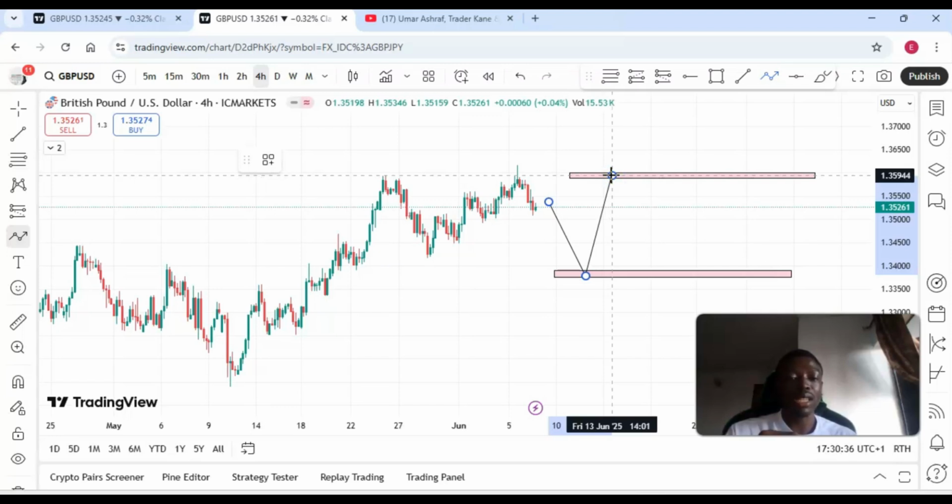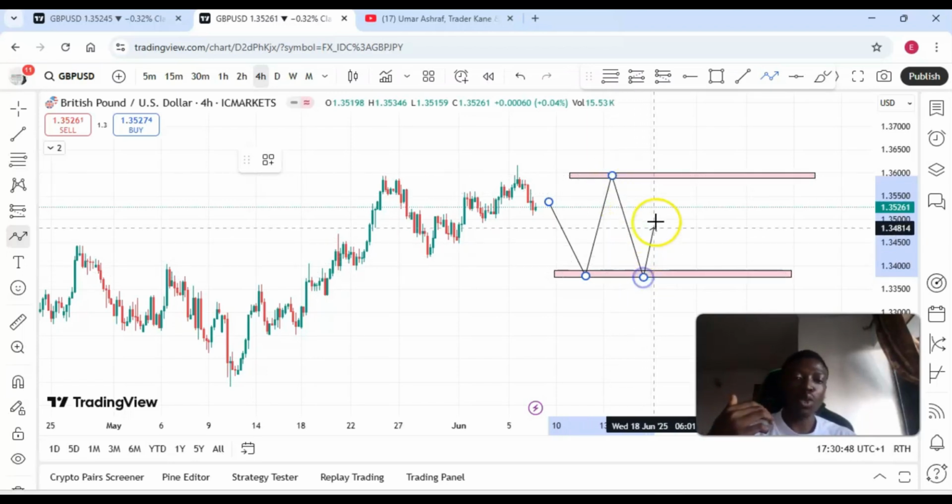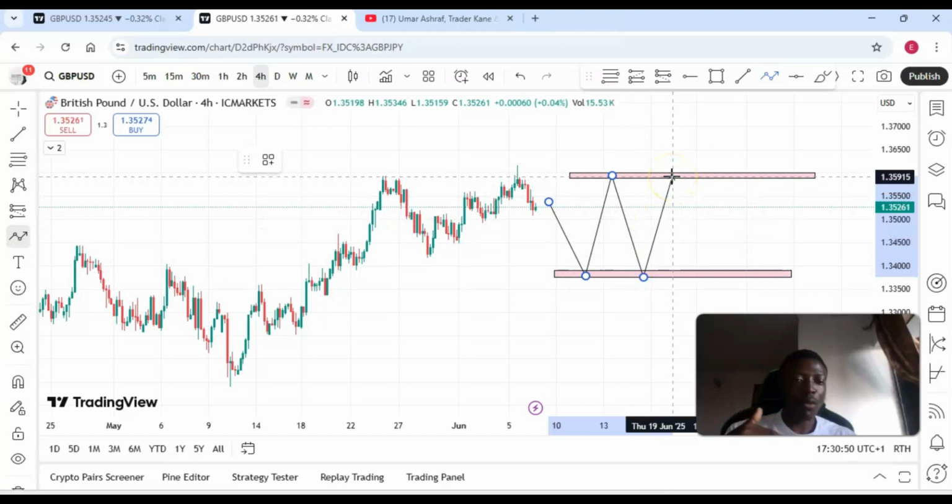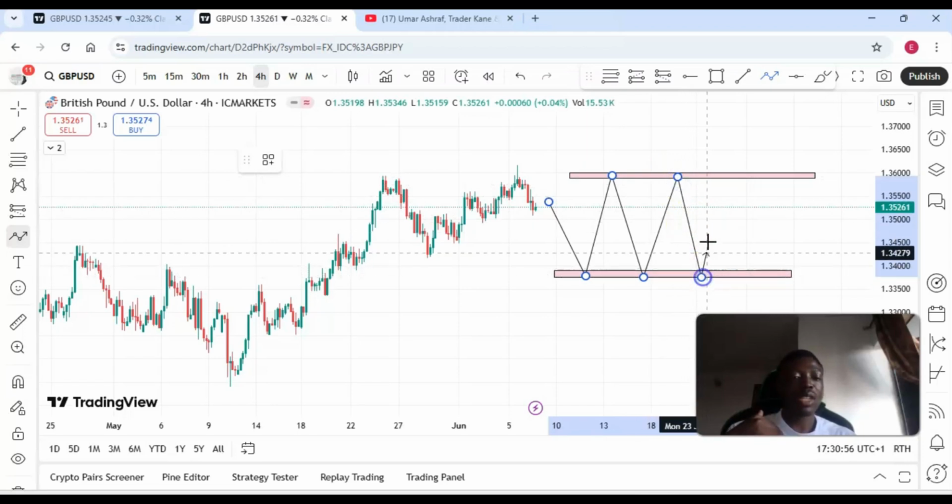It's called a resistance or supply zone because sellers are lying in that level and they always push prices down, and they also act as barriers preventing prices from moving up further. So this is the ideology of support and resistance. Resistance is up, acting like a ceiling, while support acts like a floor. And price should always bounce off that level.